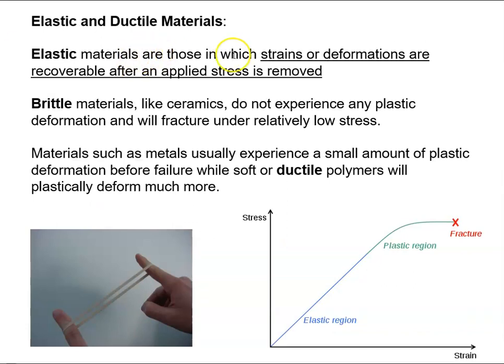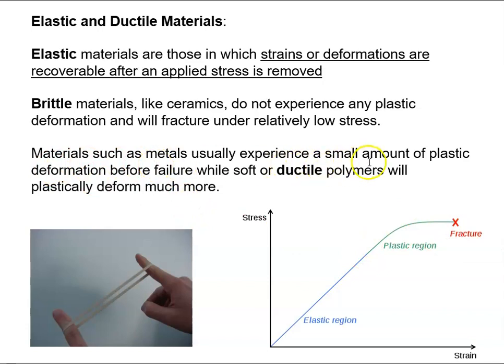All right, elastic materials are the ones that bounce back. We talked about that. Brittle ones like ceramics or glass do not experience plastic deformation and fracture quickly. Okay, so they do not experience that plastic deformation. They don't experience this part of the curve.